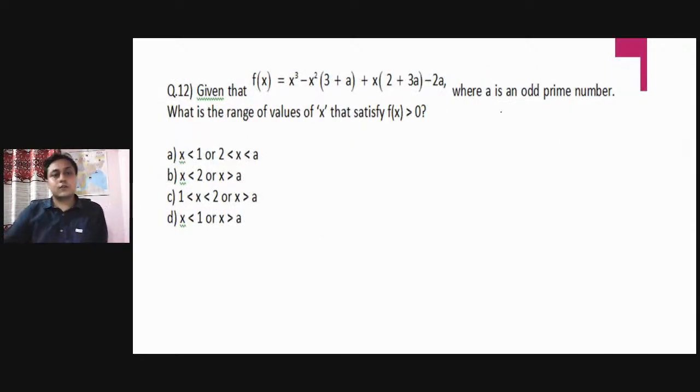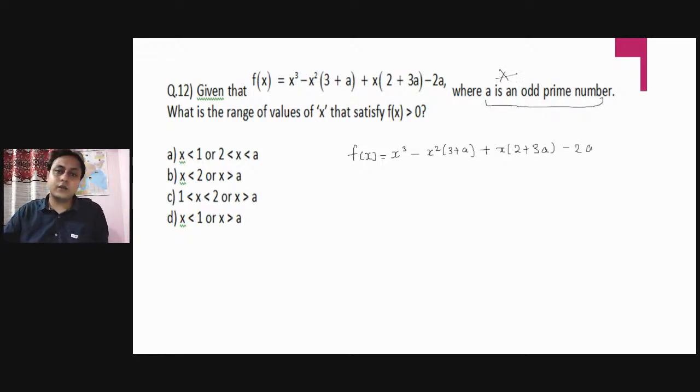So next question, guys. Again, a very interesting question. And one more thing, guys, in this series, I will discuss 100 beautiful and different questions. So here, f(x) equals x cube minus (3 plus a) x square plus (2 plus 3a) x minus 2a.